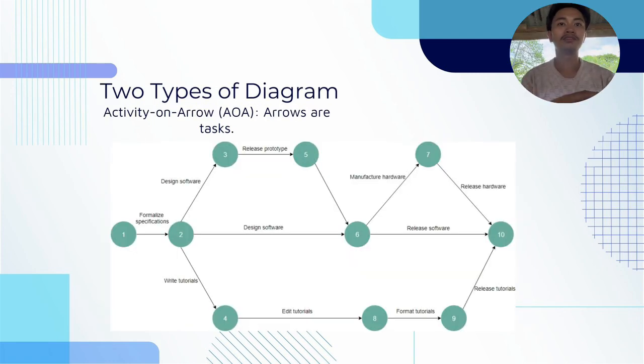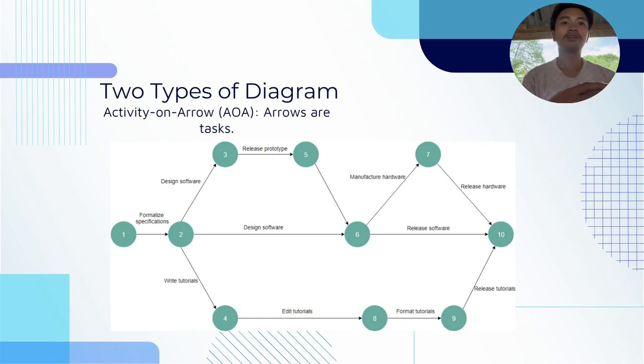Good day everyone. Today, I will be discussing the activity on arrow, or AOA. AOA is a network diagramming method where each activity is shown as an arrow, and each node, or circle, represents an event, specifically the start or end of an activity. It is used in PERT and CPM for project scheduling.